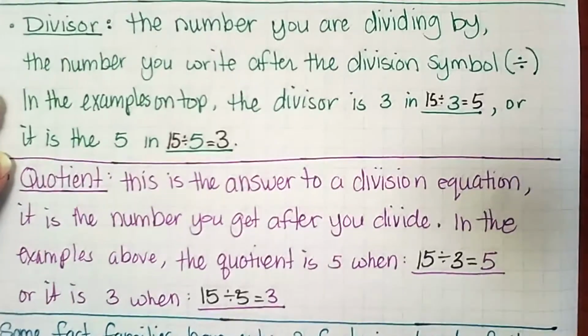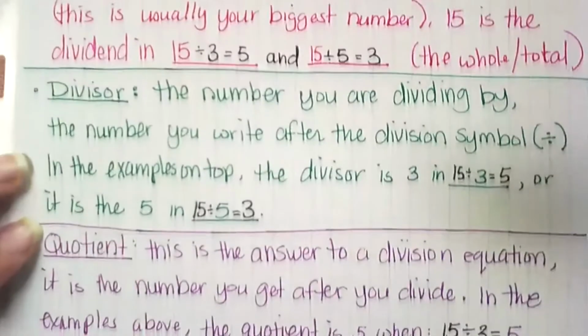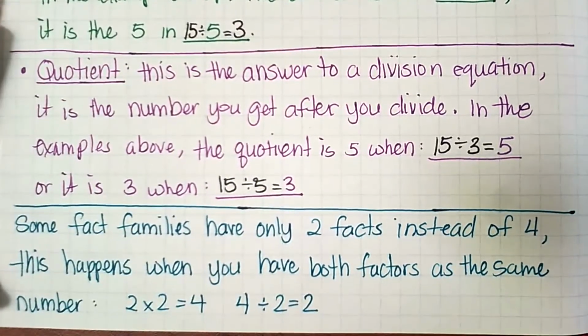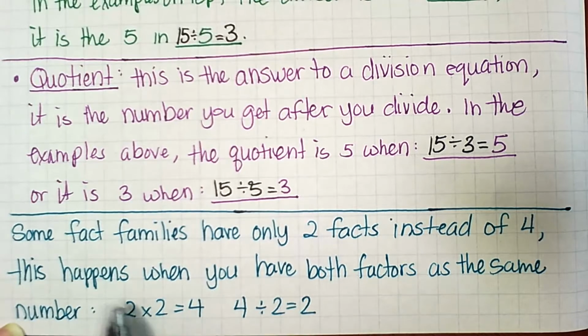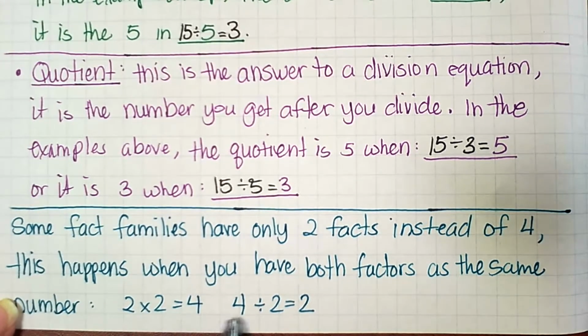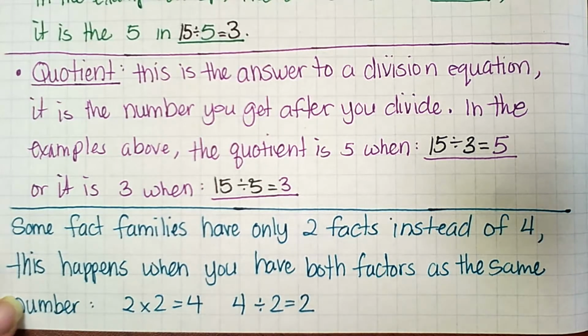Now, one interesting thing, usually we'll have 4 facts like this, 2 multiplication, 2 division facts that go with our fact family. There are some times where you only have 2 facts instead of 4 facts. And this happens when you have your factors, when you multiply, when they're the same number. So 2 times 2 is 4, 4 divided by 2 is 2. Even if I switch these, it's still written the exact same way, right? You still have 2 2s over here. You still have the 2 2s over here. So in this particular instance, in these kinds of situations where you have a double of a number, you're going to end up with just 2 facts.